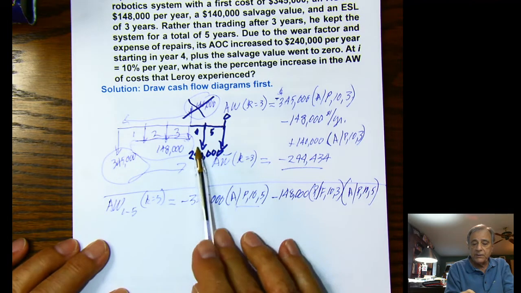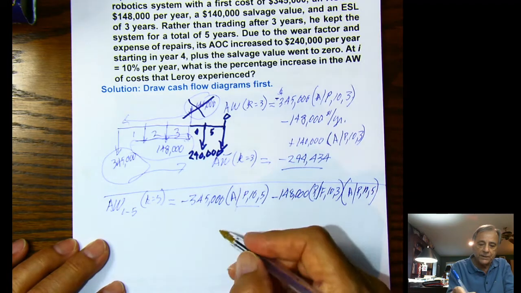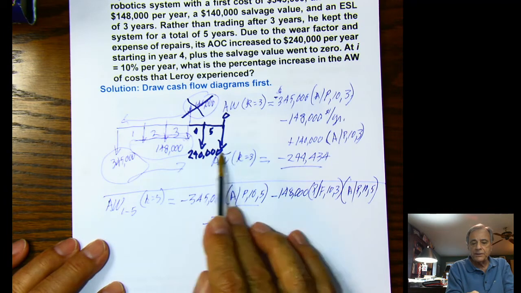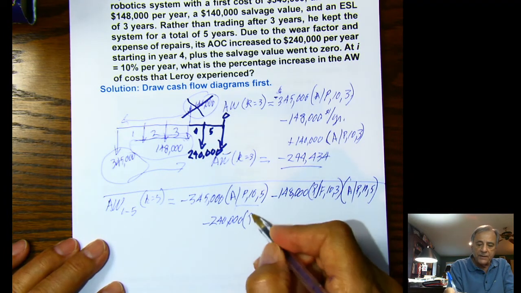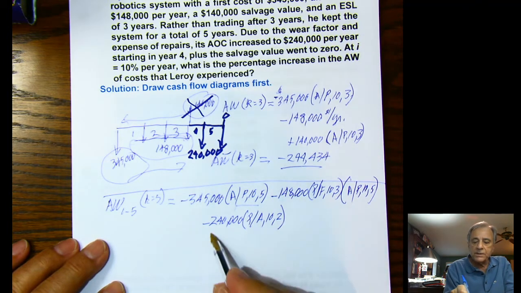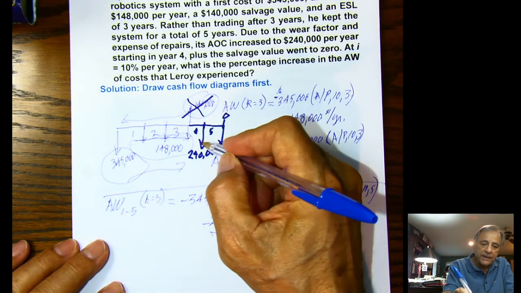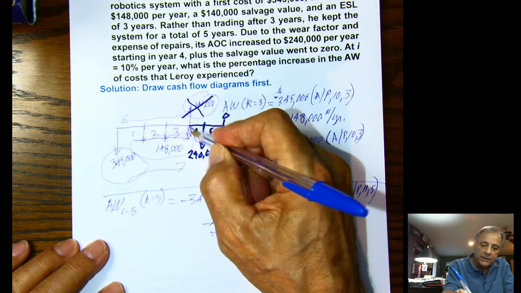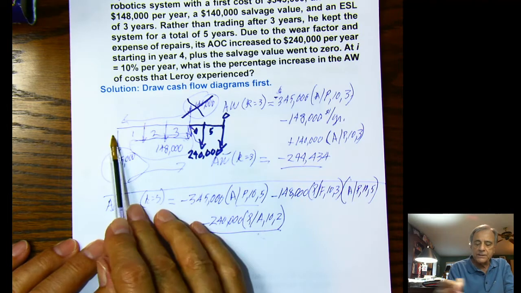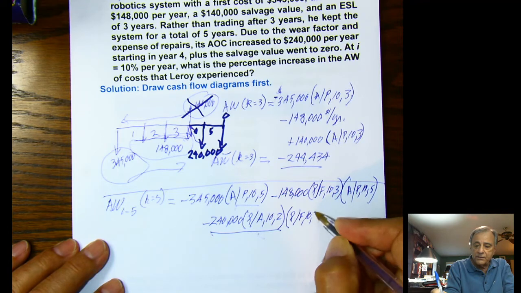5 years. Finally, we've got this 240, which is another little uniform series. So it's minus 240,000. But that series only is 2 of them. So we'll do P given A, 10% for 2 periods. Now, where's this money? Where is that quantity once we do the P given A? It's right here. It's at the end of year 3. How do I take money from year 3 back to year 0? As a single amount, P given F, 10 and 3.